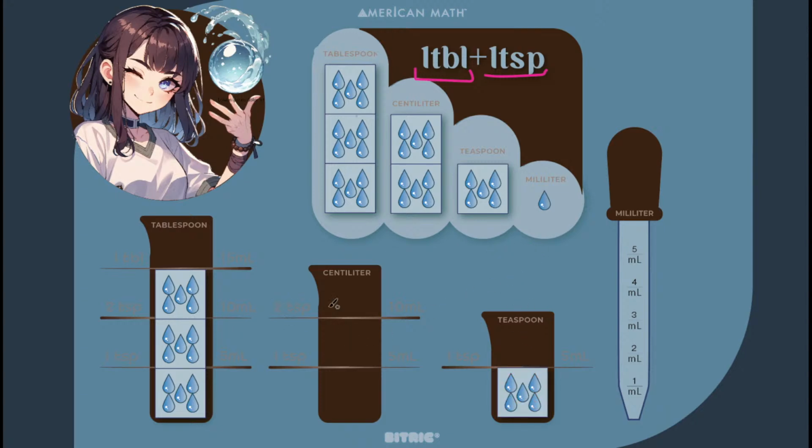We don't need to pour anything into anything else because this teaspoon beaker is fine. We don't need to pour it into the centiliters yet. And the tablespoon is full, but we have no need to pour this into anything else yet. So all that we're left with is 1 tablespoon, 1 teaspoon.